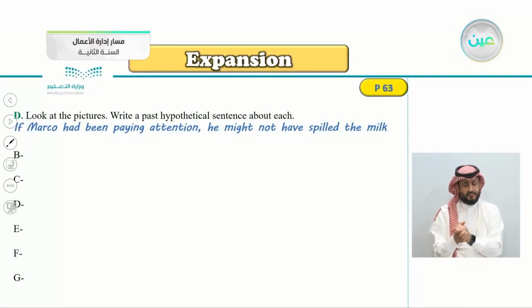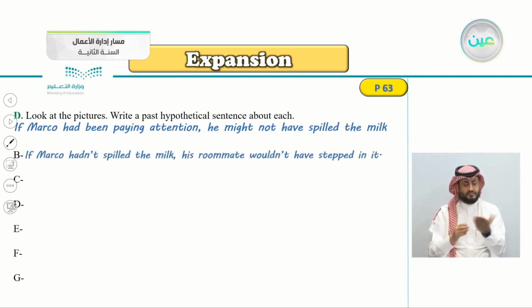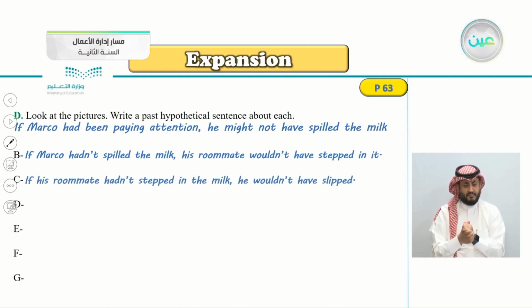So, picture number B, what do we say here? So, let's see the correct answer. If Marco hadn't spilled the milk, his roommate wouldn't have stepped in it. Next picture, same way. Very good. If his roommate hadn't stepped in the milk, he wouldn't have slipped. So we're using the past hypothetical with the if clause and, of course, the result clause.